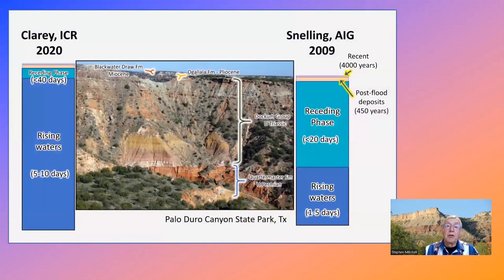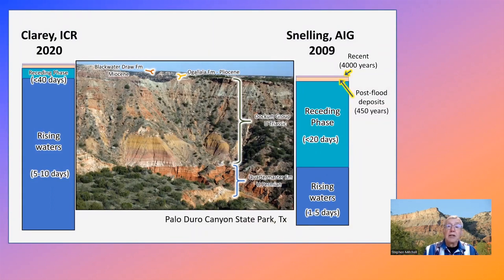And this is kind of a picture in Palo Duro Canyon, and you can get an idea of what the rocks look like there. The bottom red interval is called the Quartermaster Formation, out of the Permian. So this would be in the late part of the Paleozoic. Andrew Snelling would call this the rising waters, maybe deposited over just a few days, in his opinion, maybe 1 to 5 days. We'll look at the Quartermaster a little bit more later.